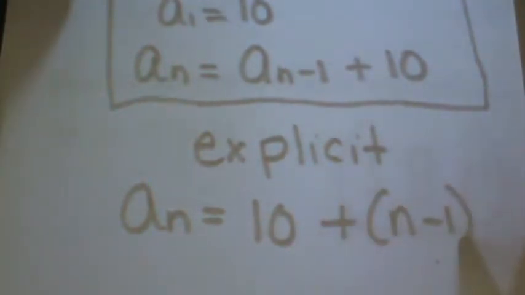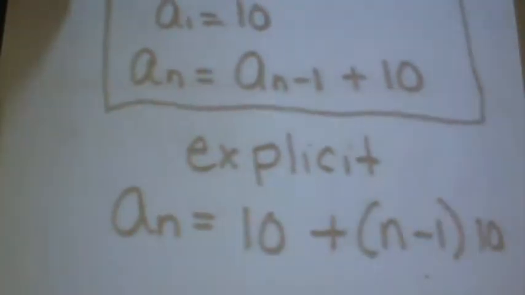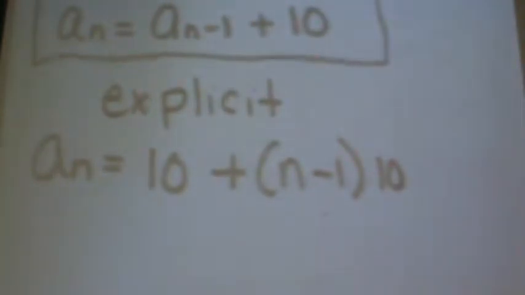Now, explicit for this one, you take the first term. What's the first term in the sequence? 10. And you're going to add n minus 1 times the common difference, which is 10. That's your explicit formula.